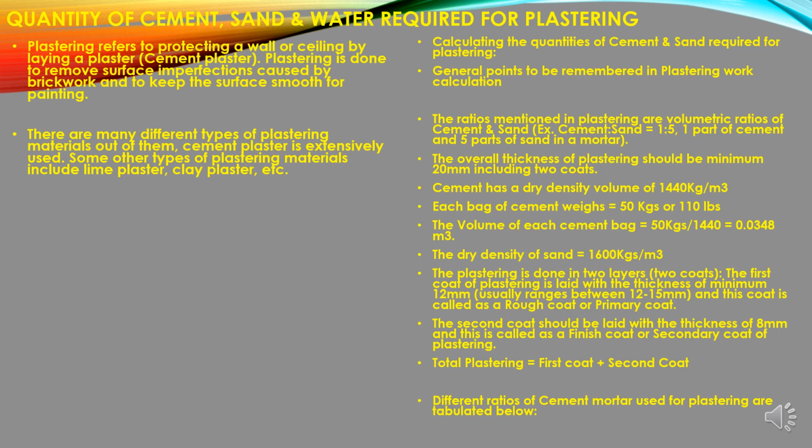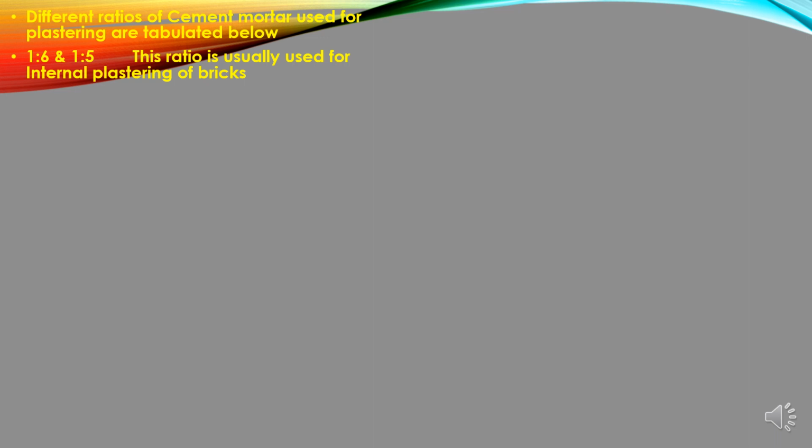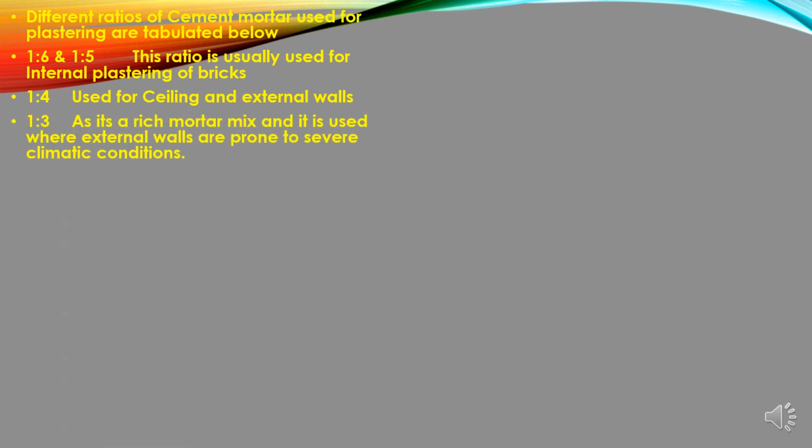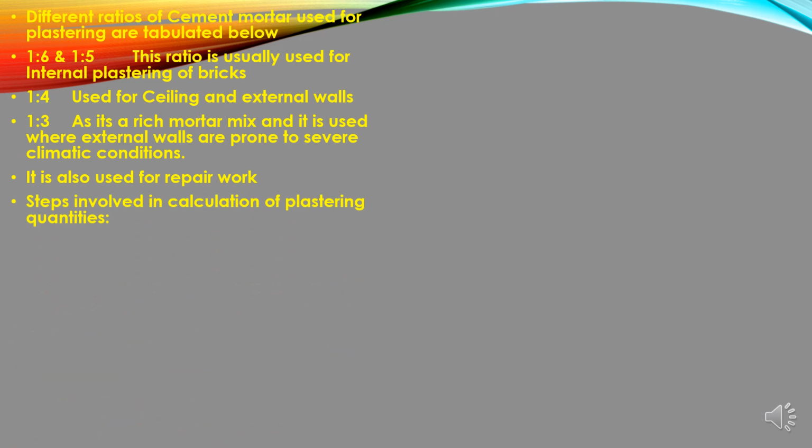Different ratios of cement mortar used for plastering are tabulated below. 1:6 and 1:5 are generally used for brickwork. 1:4 is used in ceilings and external walls. 1:3 is a rich mortar mix and is used where externals are prone to severe climatic conditions. It is also used for repair work.